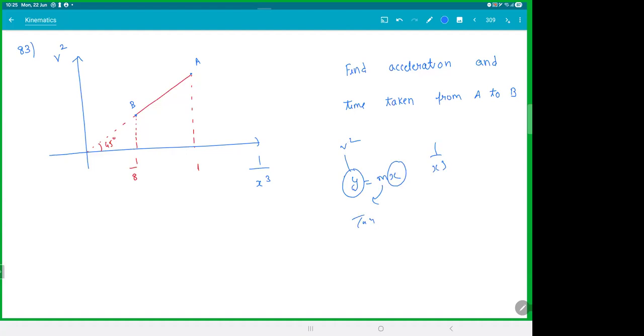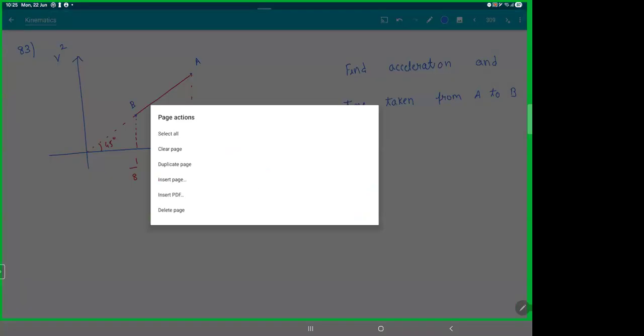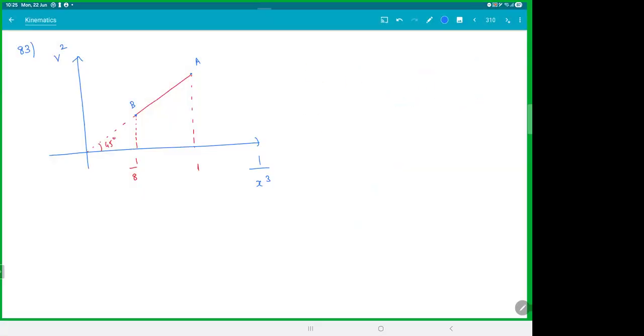Indirectly, they gave you an equation, a relation between v square and x cube. Understood what I'm saying? So you need to use that. It is a straight line, so get the data from there, and then it's your regular calculus. This is how you would start. You will say this is a line passing through the origin. So y is equal to mx.